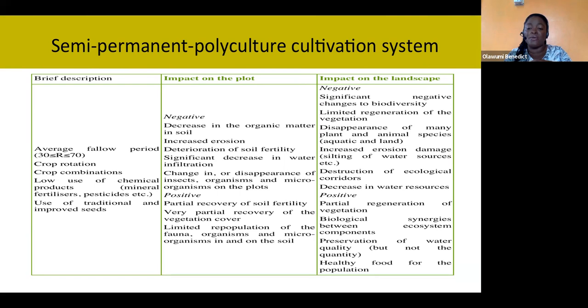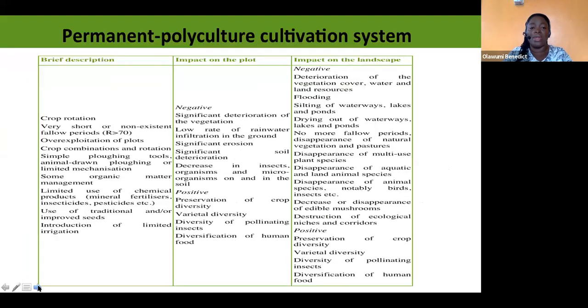Then there's healthy food for the population, because there's still less use of synthetic inputs. So the food that will be grown will still be healthy. So let's move on to look at the other impact: the permanent polyculture cultivation system. So what kind of system is this?